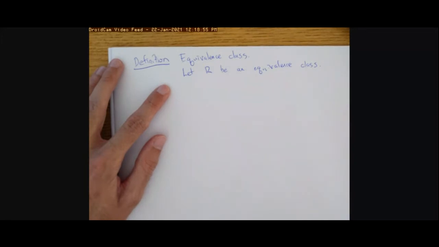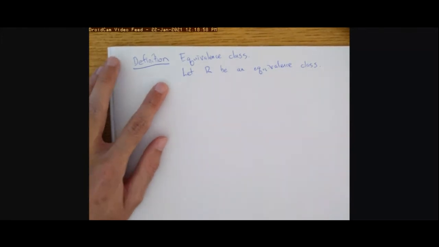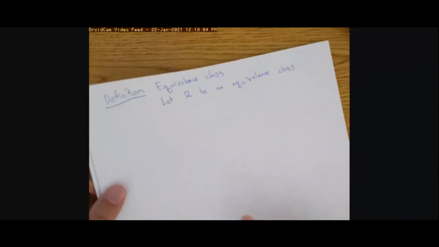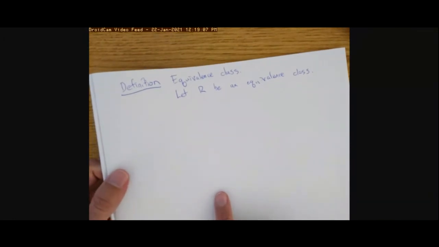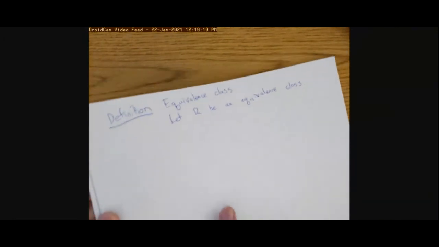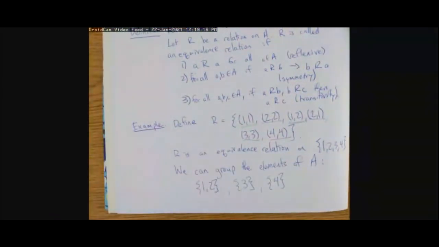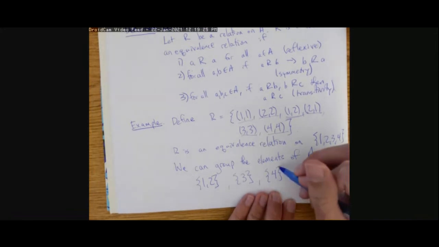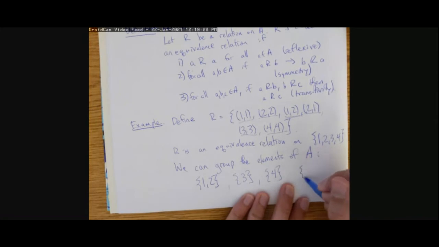Okay, let me pause this definition. Let me go back one page. So there's a question: can the equivalence classes have repeating numbers? Do you mean like if this is another equivalence class? Okay, no, they can't.